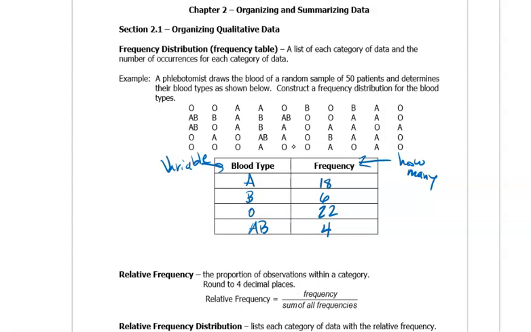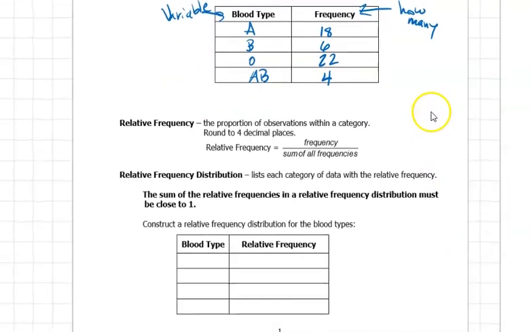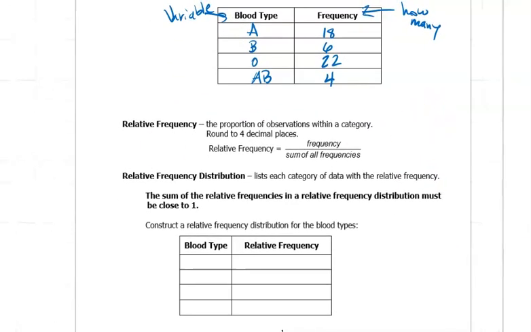But there's something that's even more meaningful than a frequency distribution. And that's going to be the thing that's called a relative frequency distribution. And so that's what we'll do next. We'll do it actually for this same set of data. But here, these kinds of numbers, like 18 for blood type A, it's not really as meaningful as understanding what the proportion is of A versus all the other blood types.